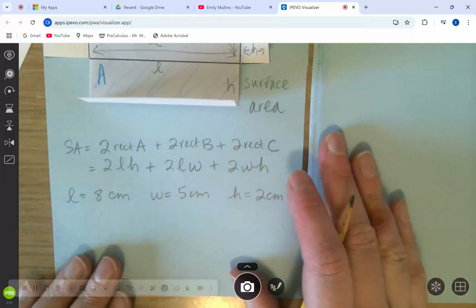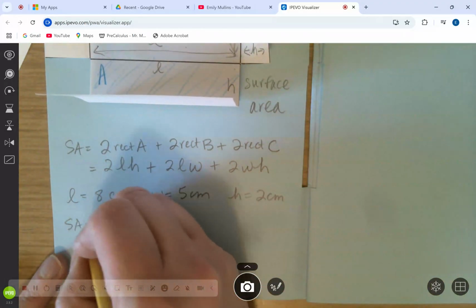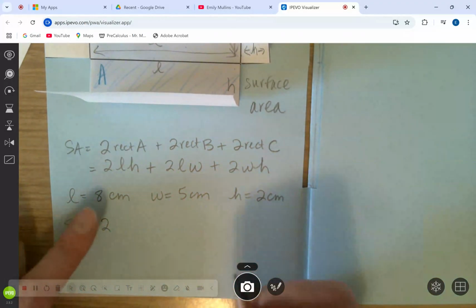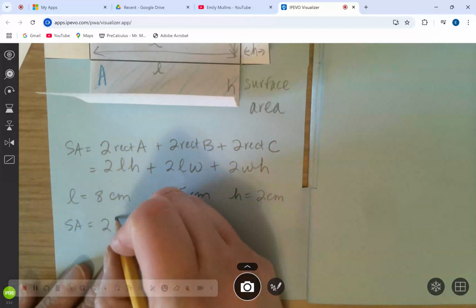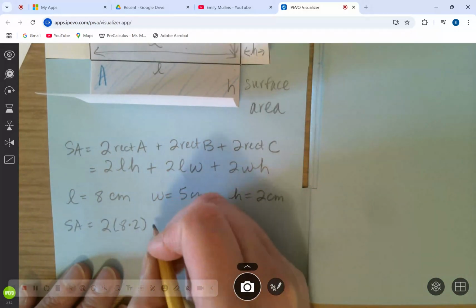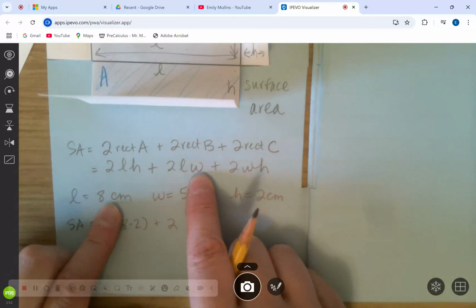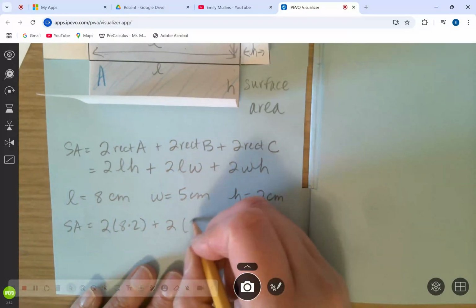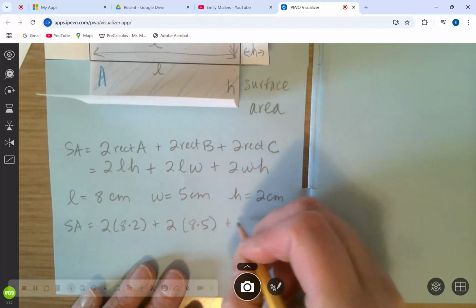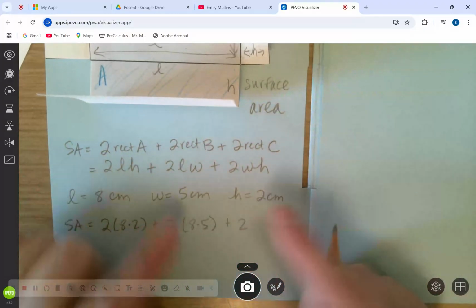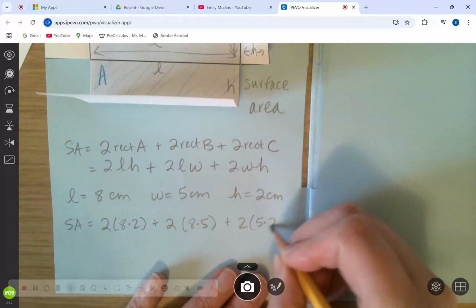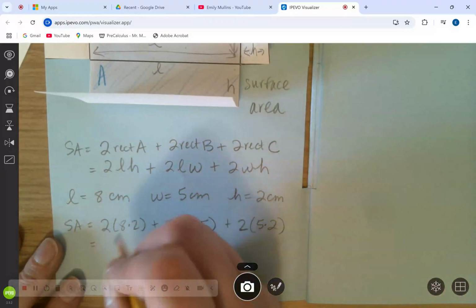So then to find my surface area, I would have 2 times 8 times 2 plus 2 times LW. L is 8, W is 5, so 2 times 8 times 5 plus 2 times WH is 5 times 2. And then we just go through and multiply it out.